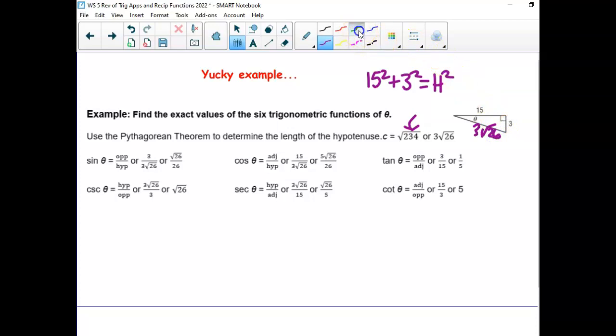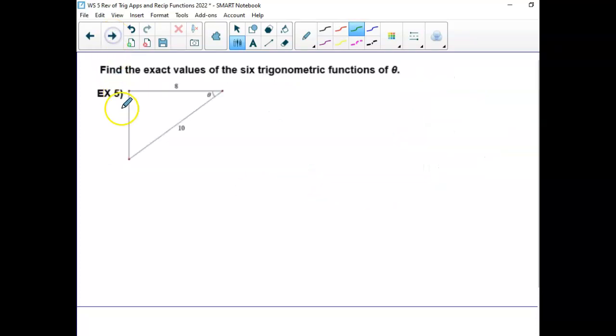Okay, from their picture, with theta up here, this was opposite, this was adjacent, and this was hypotenuse. So then they went through and found all of these functions. And when the radical wound up in the denominator, they had to multiply to get rid of it in the denominator, okay? I'm not going to go through all these because we're going to do the next example together. And I think this one doesn't have a radical, and then we'll do one that does.